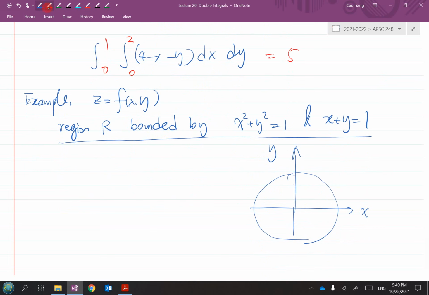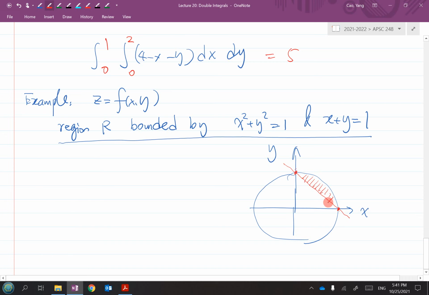I do notice sometimes, especially when I teach the other course, some students are not quite familiar with how a straight line is constructed or how to properly draw one. So if you're having trouble with that, you need to brush up on that knowledge. The line x plus y equal to 1 will pass this point here. The region R is bounded by this, so basically this little area is your region R.